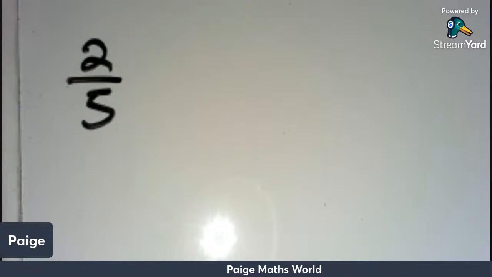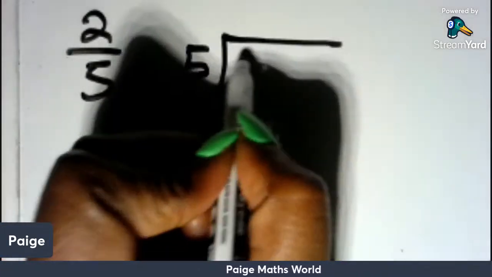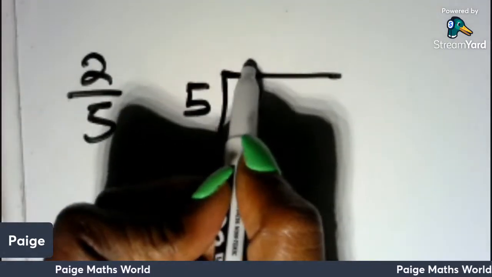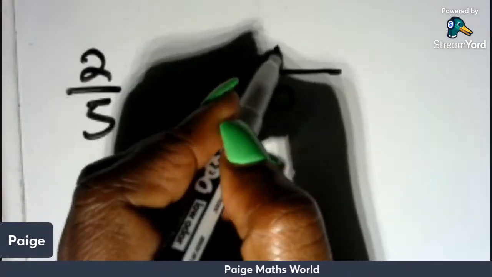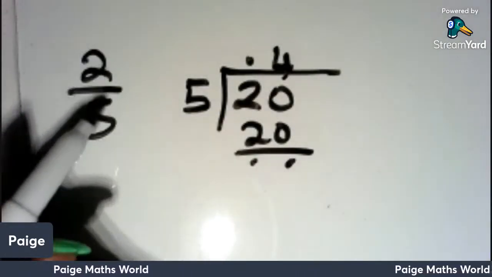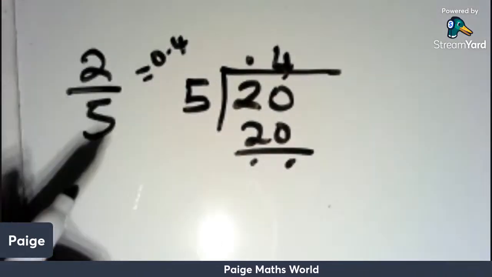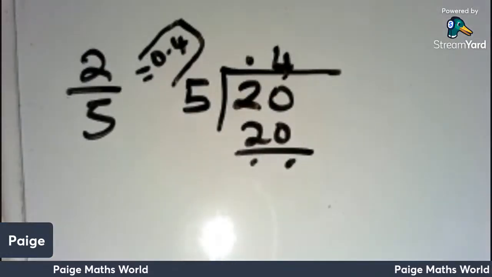Somebody's moving really quick. All right, so Ray says 0.4. Let us see if he's correct. All right, so we're going to say 5 into 2, you can't. So you put a point and you add a 0. 5 into 20 goes 4 times. 4 fives are 20. And so that's 0, 0. So 2 upon 5 as a decimal is 0.4. Good job, Ray.